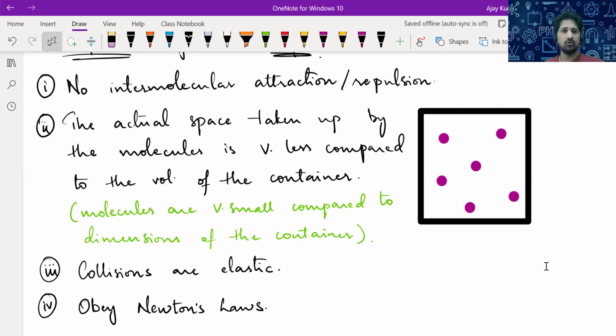The first thing is that there must be no intermolecular attraction or repulsion. Only when molecules collide, they interact with each other. Interacting means exerting forces. So ideal gas molecules exert forces on each other only when they collide. Obviously, during collision, it will be a repulsive force. Otherwise, there will be no intermolecular attraction or repulsion between them. Next, the actual space filled by the molecules is very small, meaning there is a lot of empty space in a container filled with a gas. Then whatever collisions the molecules undergo, they are assumed to be elastic and they obey Newton's laws. Fine.